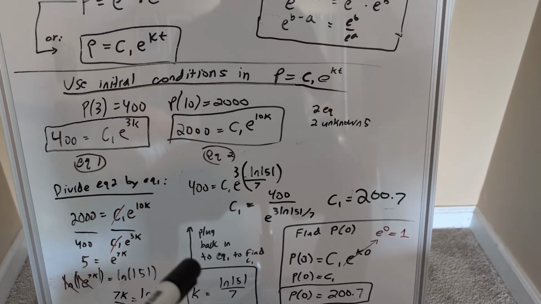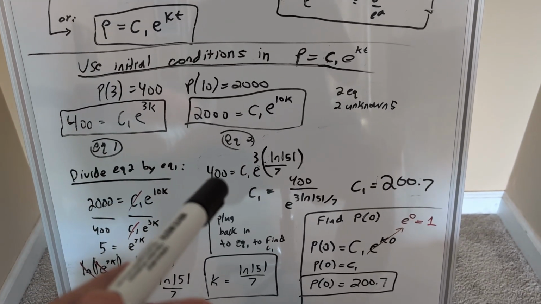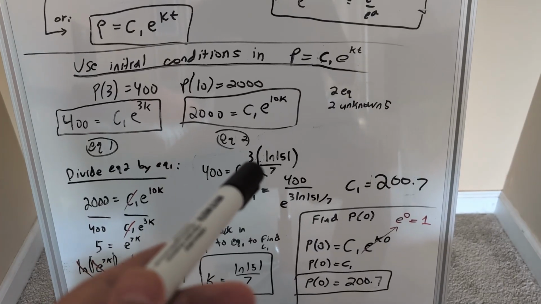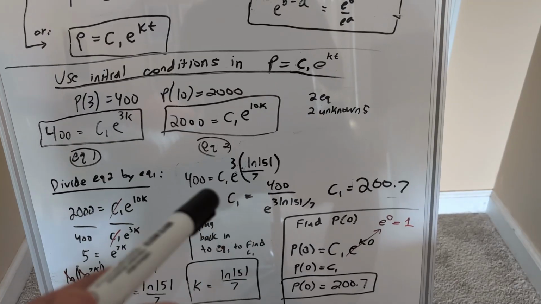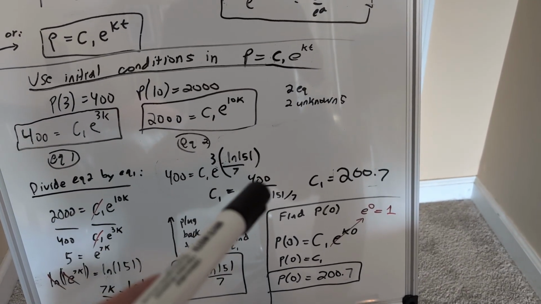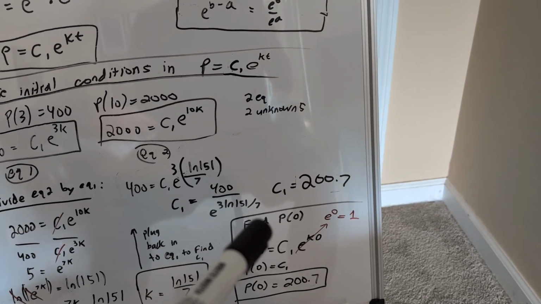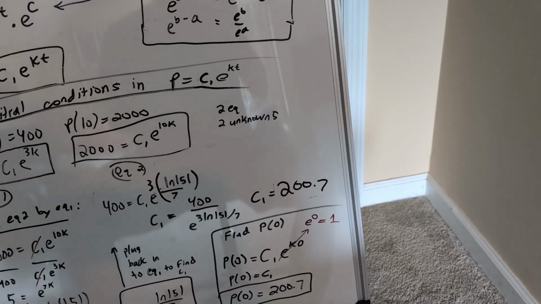So the k value gets substituted here, and we're left with 400 equals C1 times e to the 3 times what we just found. Simply divide both sides by this whole e value here, left with 400 over e to the 3 times ln of 5 all over 7. And plug this in your calculator, you'll get C1 equals 200.7.